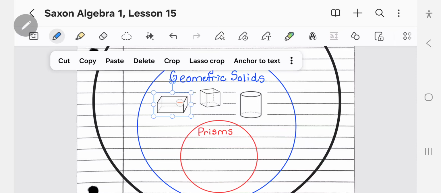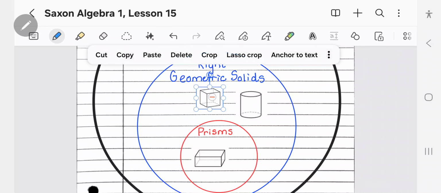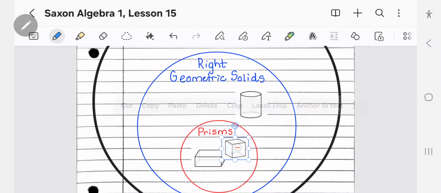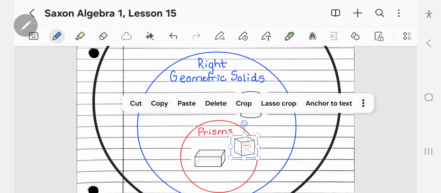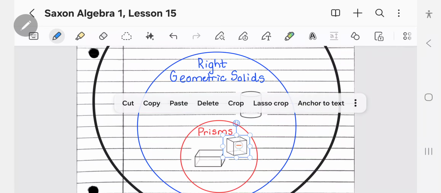This rectangular prism, which I've already said is a rectangular prism, it is a geometric solid. It's a right geometric solid, and it's a prism. Okay, so more specifically, it is a prism. And this cube is also a prism. More specifically, a prism. Okay, it's also a rectangular prism, but if all the sides are equal, we call it a cube.